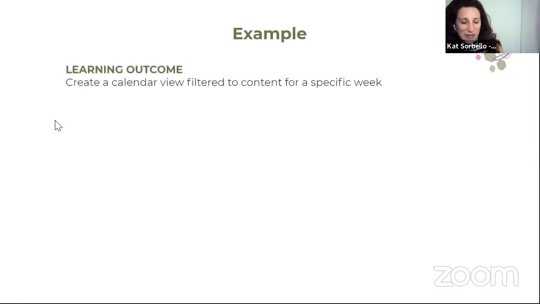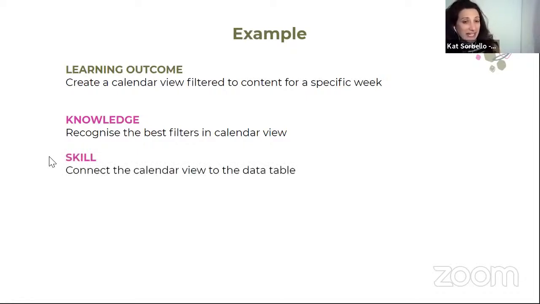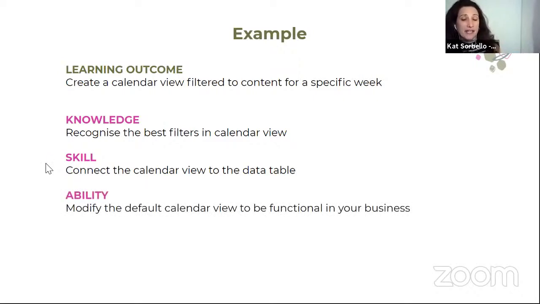So let's break down this learning outcome. A knowledge is to recognize best filters to use. A skill is to connect calendars, physically connect 2 calendars together. And the ability is to start to modify the calendars so that they are functional within your business.